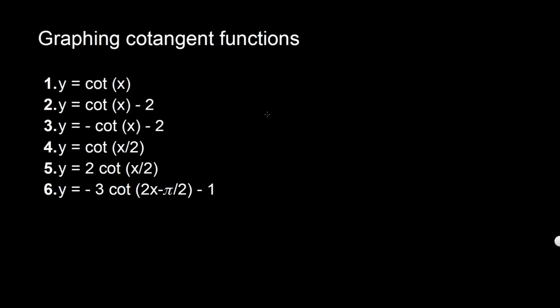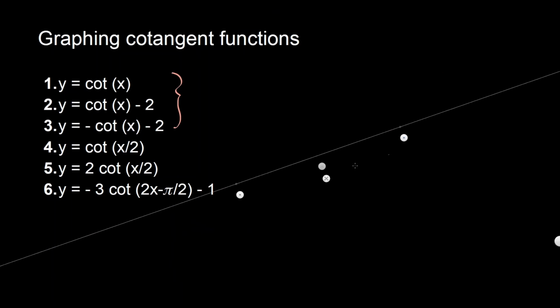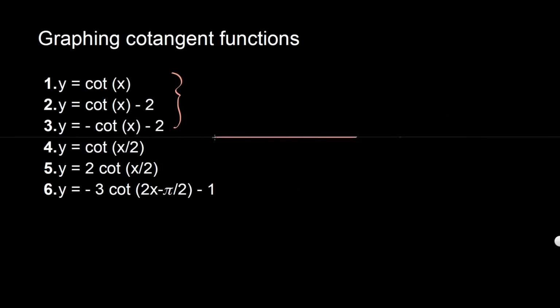Cotangent functions, let's graph the parent function first. We'll do number 1, 2, 3 together, just like how we did tangent. So I'm going to draw xy axis for now. So we got x-axis, y-axis. Parent function is kind of important. You have to know the difference between tangent and cotangent parent functions. And then all the other ones are really easy because all you do is a transformation here.